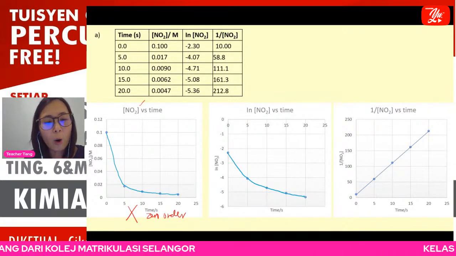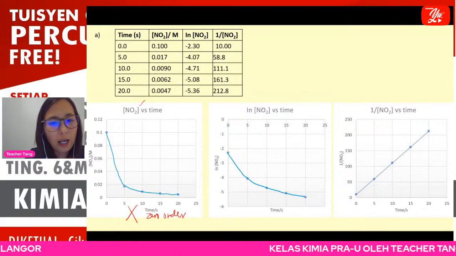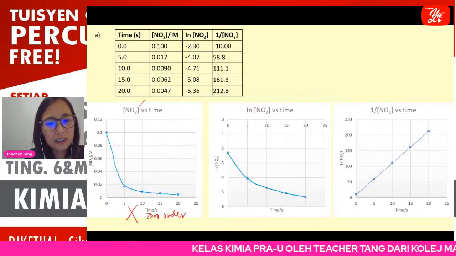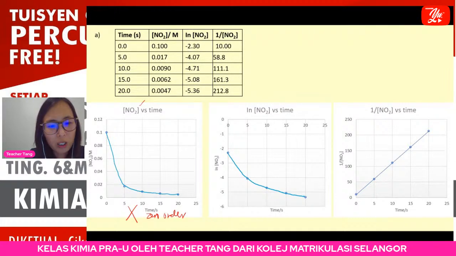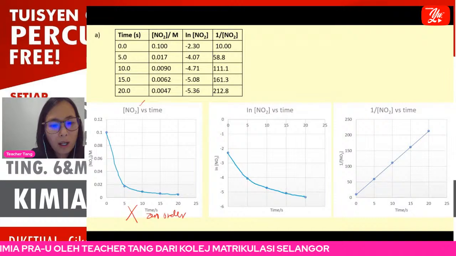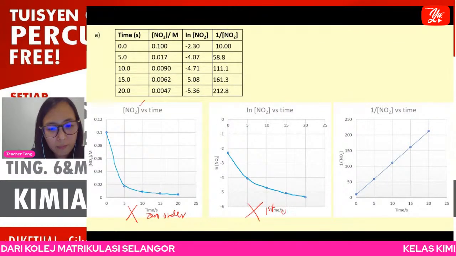And then we also need to plot log concentration of reactant NO2 versus time graph. And also we get a curve. If we get a curve, it means that once again, the reaction is not first order.